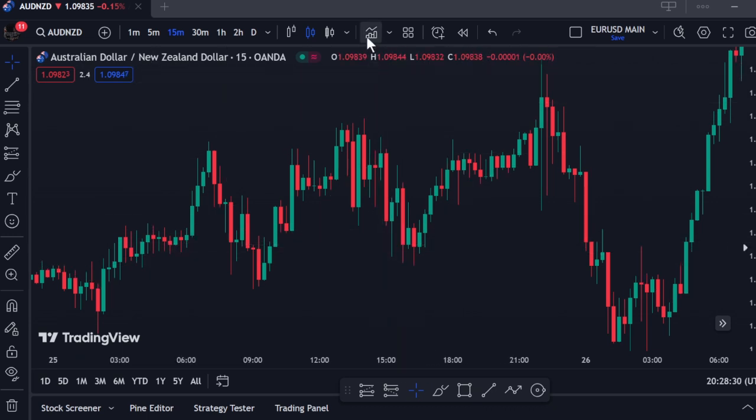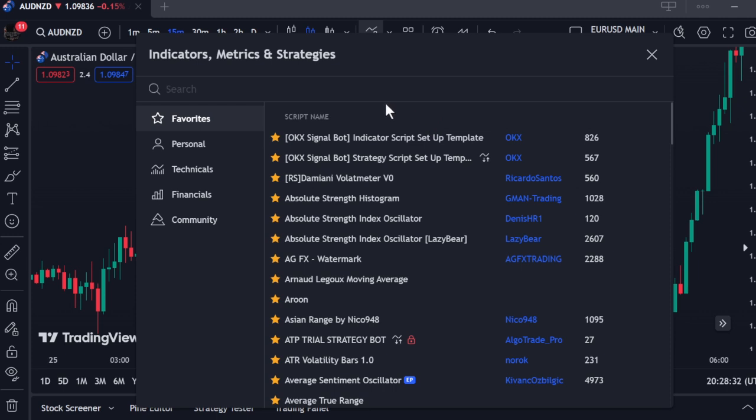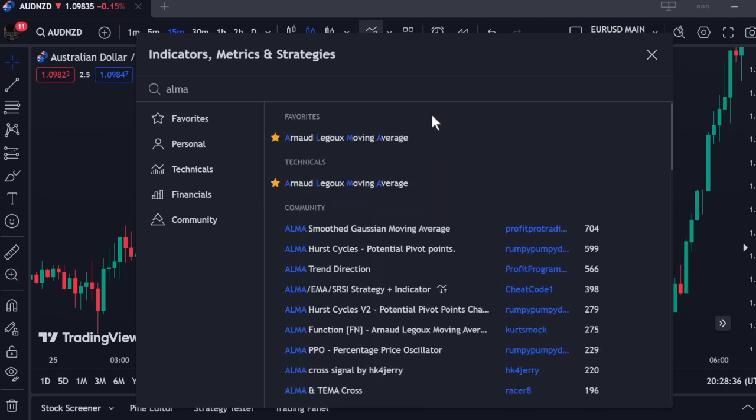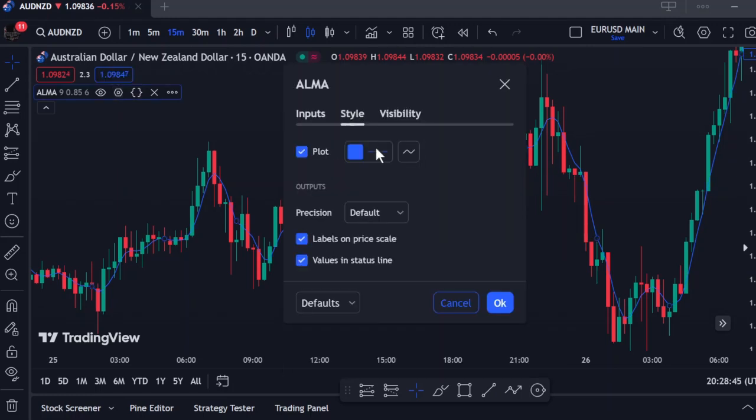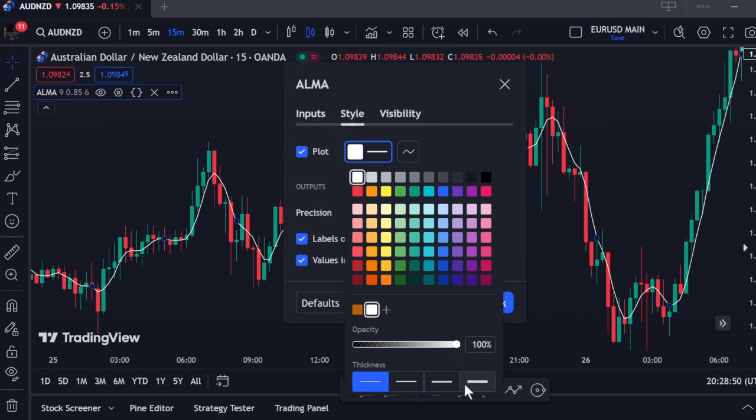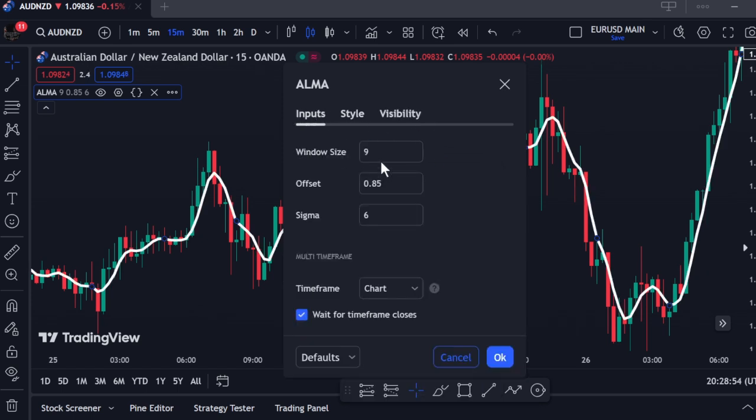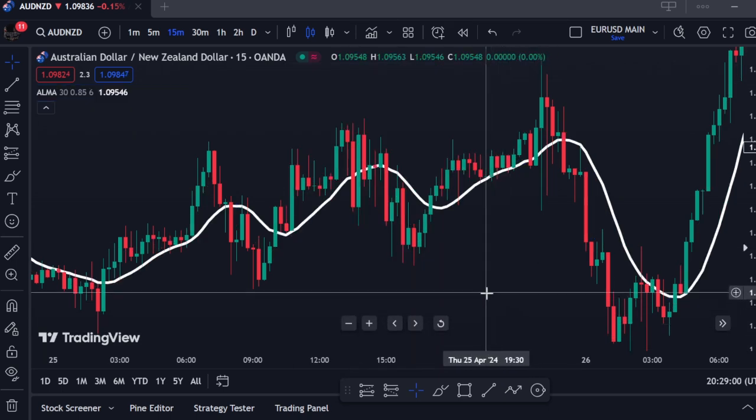Now, first of all, I'm going to click on the indicators tab on TradingView. Next, I'm going to search the ALMA indicator, or the Arnold Legoux moving average. I will click on it, and then we're just going to make some modifications to it. I'm going to click on the settings, and then I'll go to the style. Let's just give it a white line. And actually, let's make it a little bit bold so we can see it more clearly. And we're just going to go to the input, and we're going to change the input period to 30, and then click on OK. Now we're done with that.